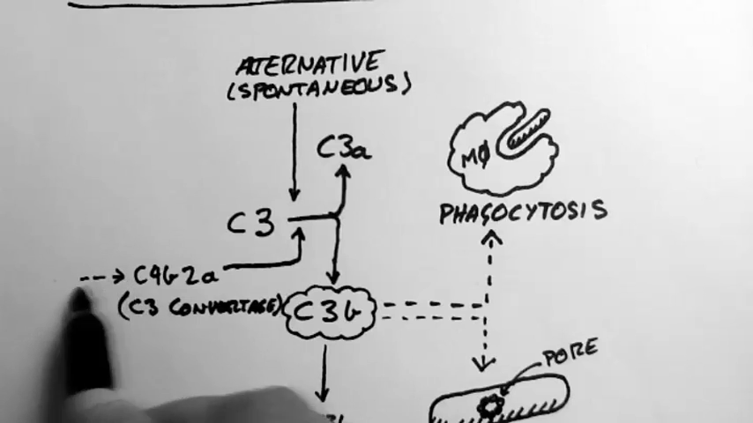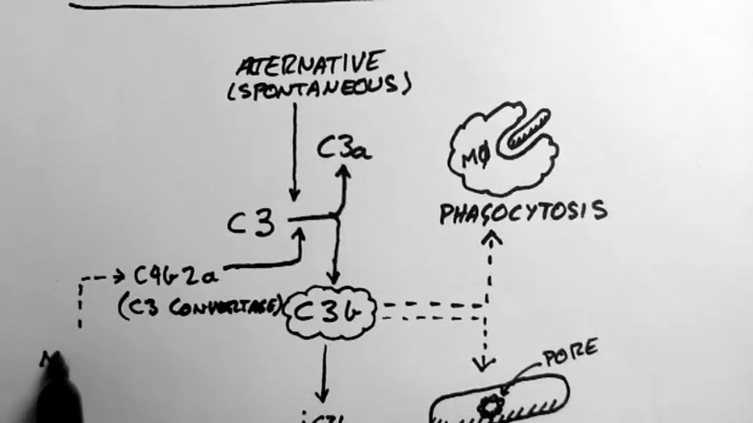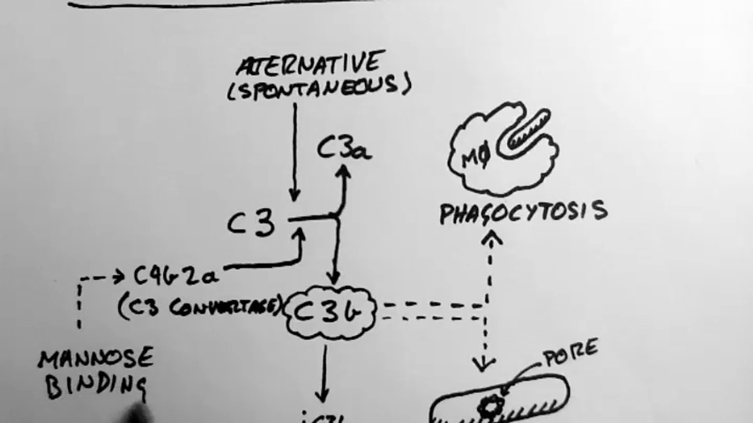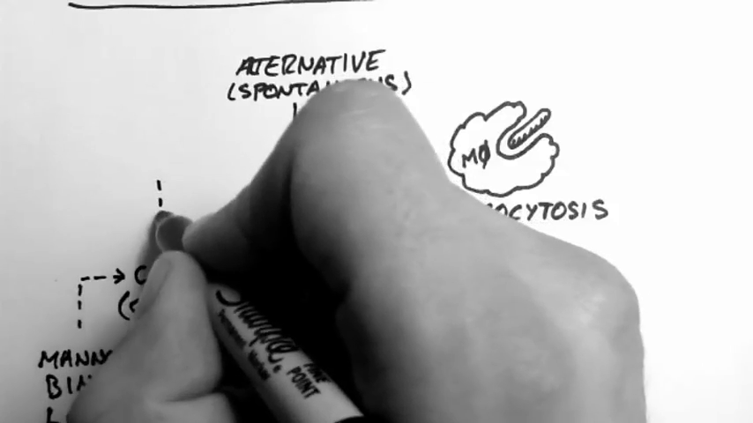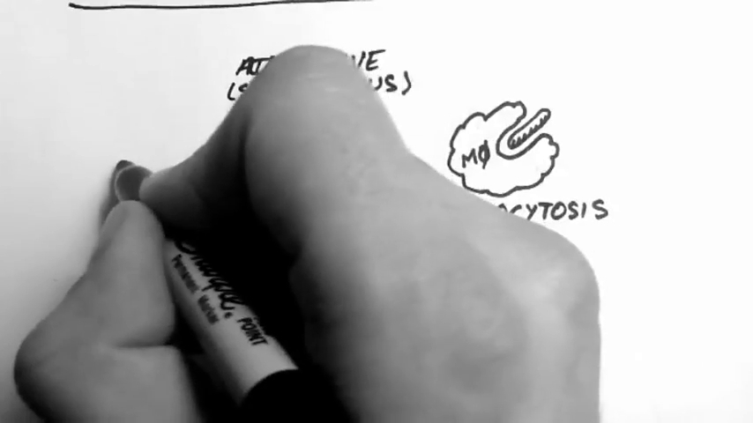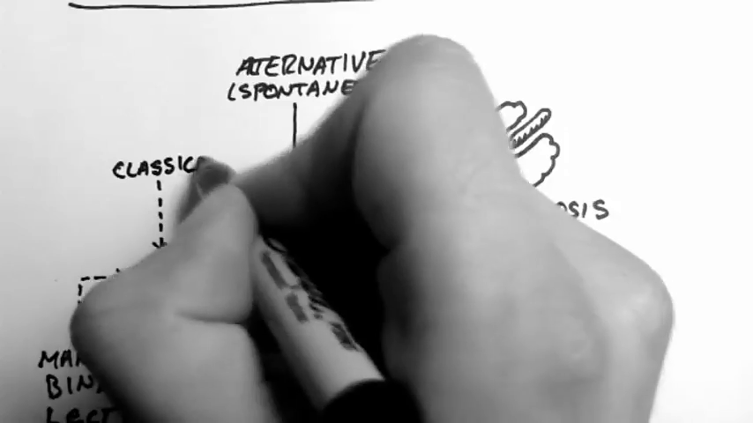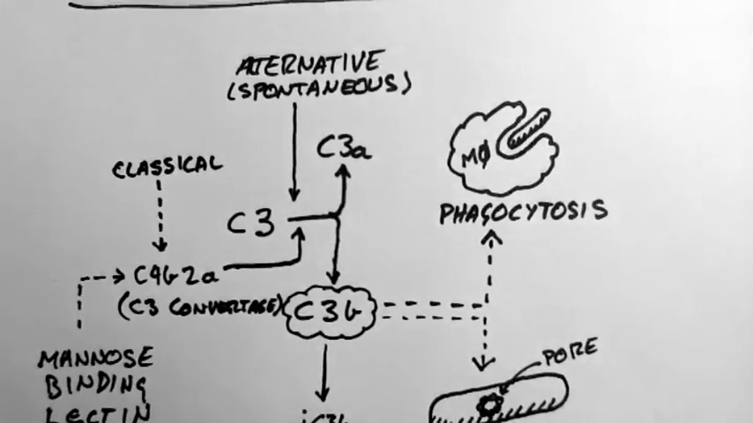Now there are two ways to create this. One is a series of steps called the mannose binding lectin pathway, also known as the MBL pathway. And the other is the classical pathway. It's called the classical because it was the first discovered.